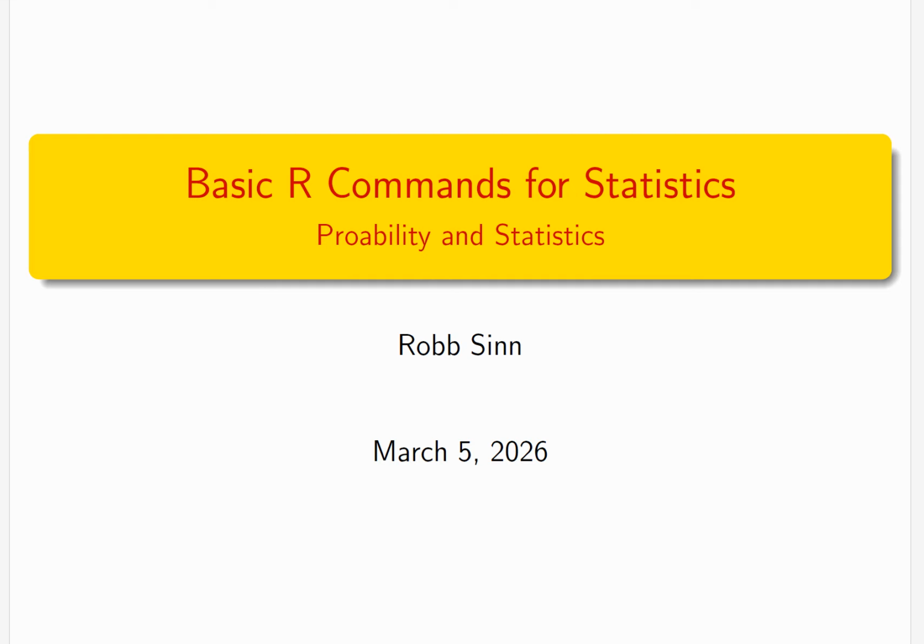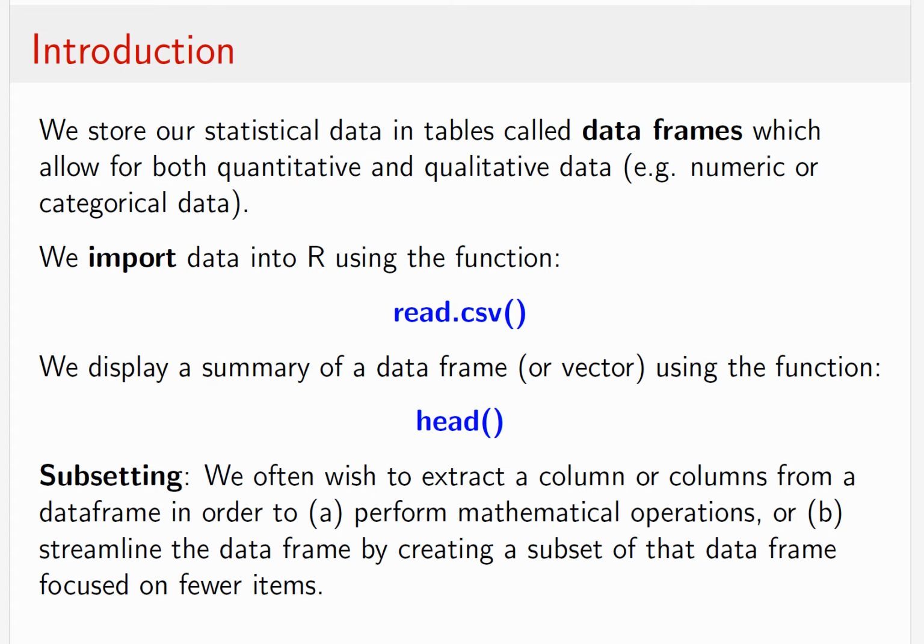Everybody. So we're going to be talking about how to use R for some of the basic things we need to do in statistics, okay? And the first thing is we've got to talk about data frames, all right? So data frames are very highly structured, and they're structured in R so that we can do certain things with them that we need to do for statistics and data science.